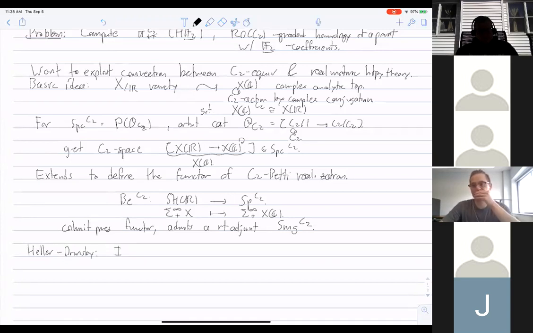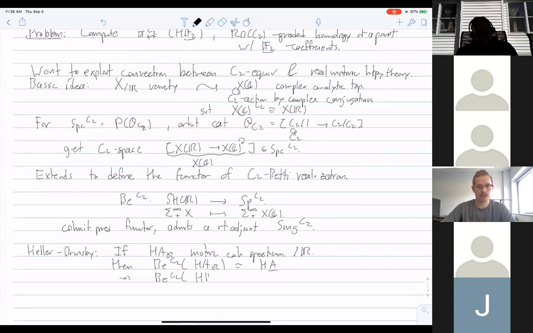So if HA_R is the motivic cohomology spectrum over R with A coefficients, then the C2 Betti realization of HA_R, that's actually equivalent to HA underline, where that's the constant C2 Mackey functor at A. In particular, of course, if I take HF2_R, that's equivalent to HF2 underline.